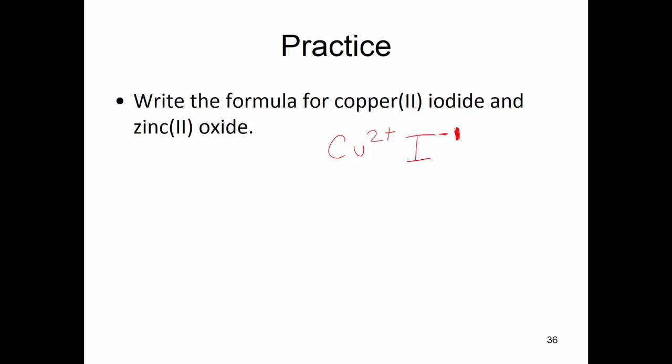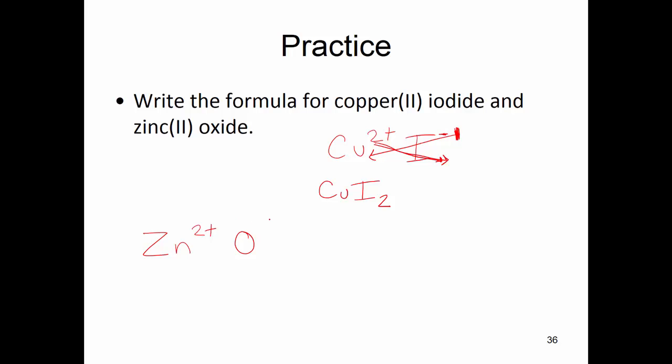Another way you can do this is what I call swapping charges. The 1 is understood, so I bring the 1 here, and I bring the 2 here and put it there as a subscript. So that tells me for every 2 iodines I have 1 copper, or for every 1 copper atom I have 2 iodine, and this has to be the formula in order for my octets to be full and for my charge to be 0.